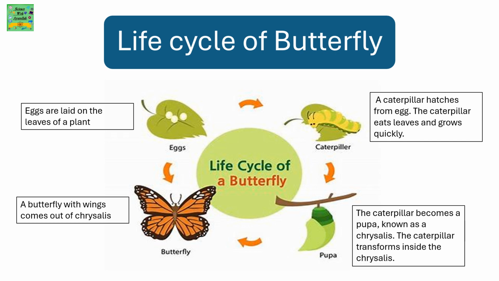Life cycle of a butterfly. Firstly, a butterfly lays eggs on the leaves of a plant. Soon the eggs hatch and a caterpillar comes out of it. The caterpillar eats the leaves and grows quickly. Soon the caterpillar becomes a pupa, known as chrysalis. The caterpillar transforms inside the chrysalis into a very beautiful butterfly. A butterfly with wings comes out of the chrysalis.